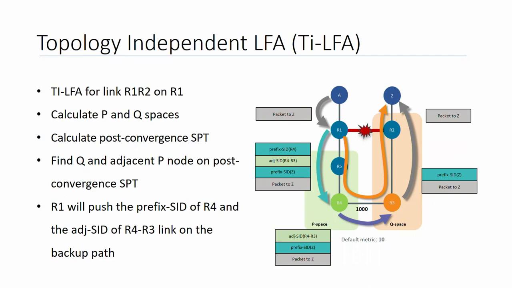So this is a very good example of how TI-LFA can cover each and every scenario in case of a link or node failure. In our example, this is a link failure, but it's more or less the same for the node failure.